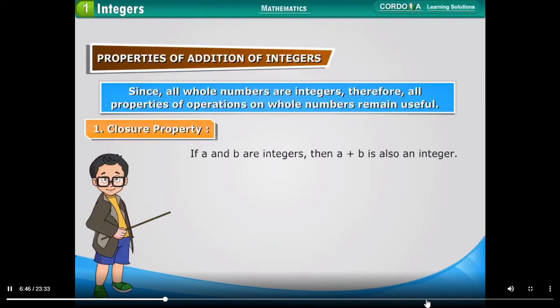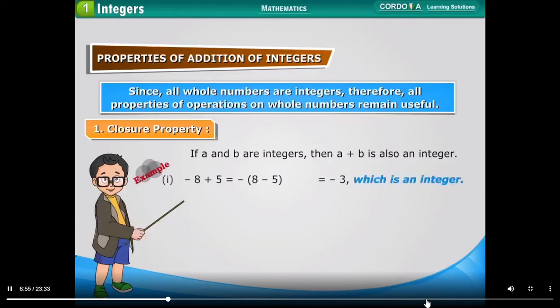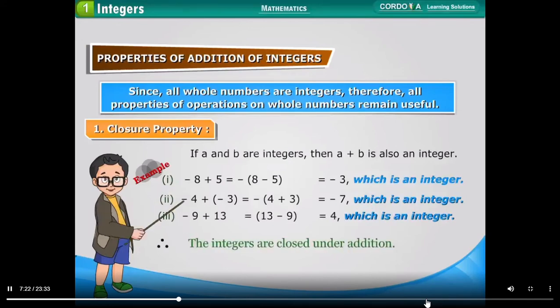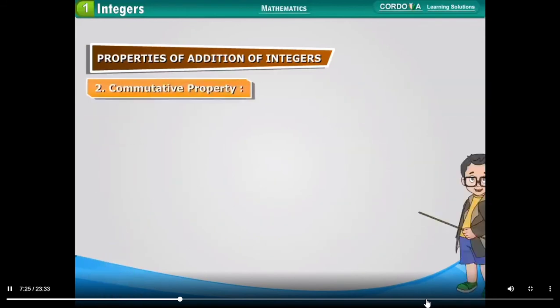Closure property. If a and b are integers, then a plus b is also an integer. Example: negative 8 plus 5 is equal to minus 8 minus 5, which is equal to negative 3, which is an integer. Negative 4 plus negative 3 is equal to minus 4 plus 3, which is equal to negative 7, which is an integer. Negative 9 plus 13 is equal to 13 minus 9, which is equal to 4, which is an integer. Therefore, the integers are closed under addition.